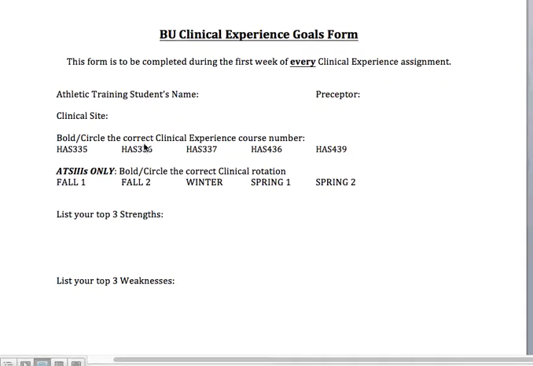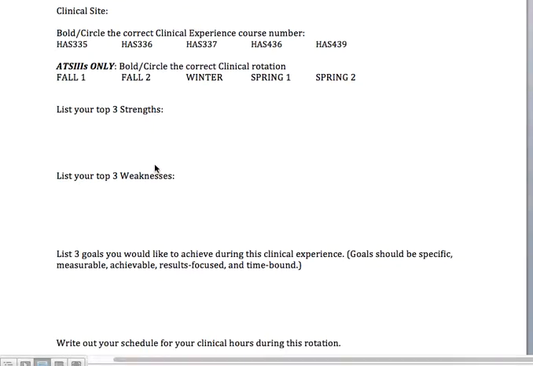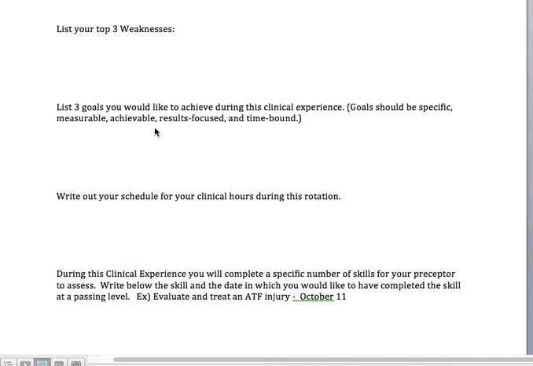So filling in the top part, this is HAS 335, and you're in the Fall 1 rotation. I'd like you to list your top 3 strengths and your top 3 weaknesses. Then 3 goals that you would like to achieve during this clinical experience. I want your goals to be really specific. They should be measurable, achievable, result-focused, and time-bound.